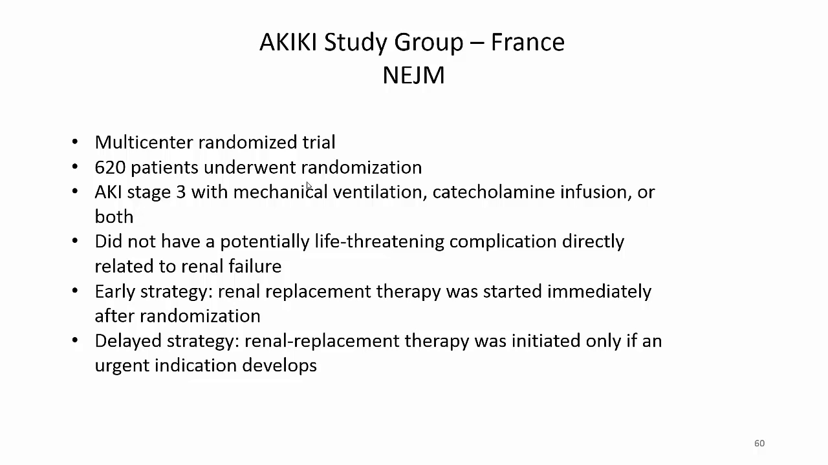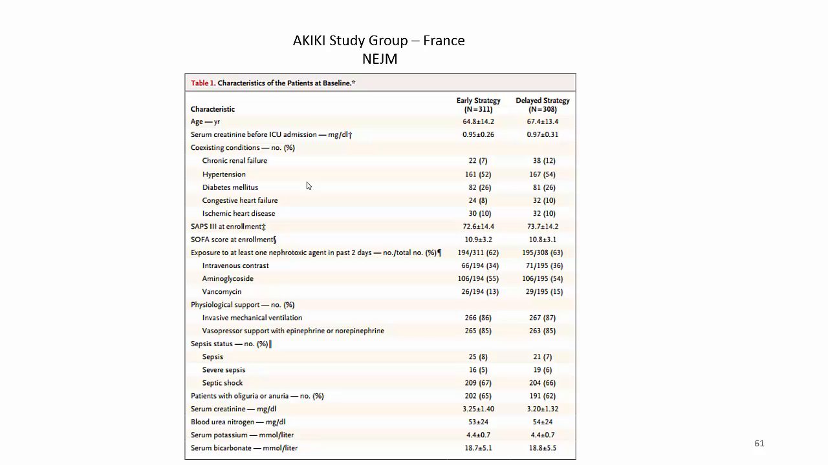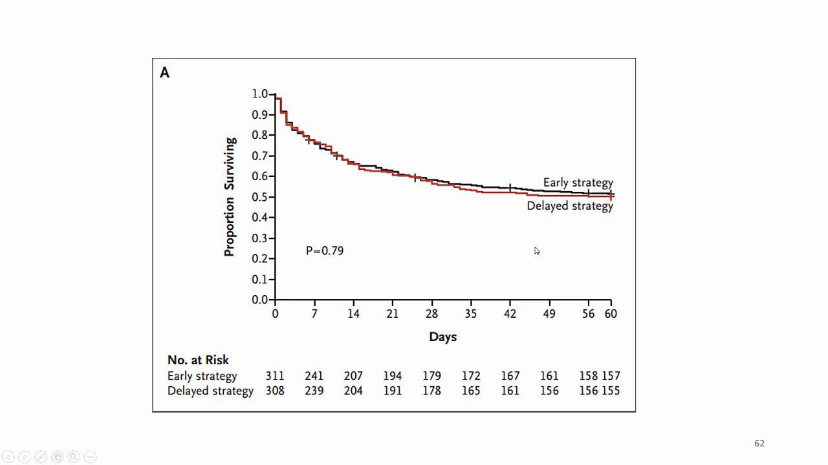And they looked at an early strategy, in which dialysis was started immediately once patients were randomized to the study. The other arm was randomized to delayed onset. They just started dialysis once there was an urgent indication for dialysis, as established by the nephrologist. It wasn't the intensivist who decided. And basic characteristics were pretty similar among both groups. Their SOFA score at enrollment was 10 to around 11 or so.